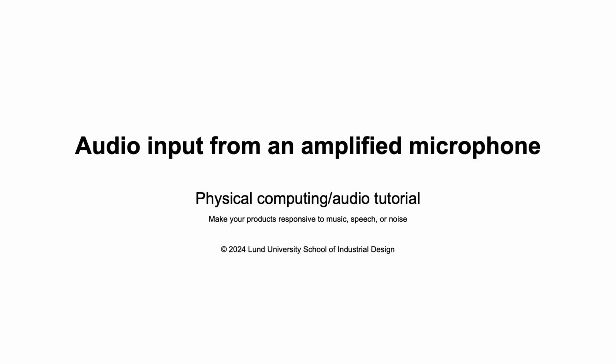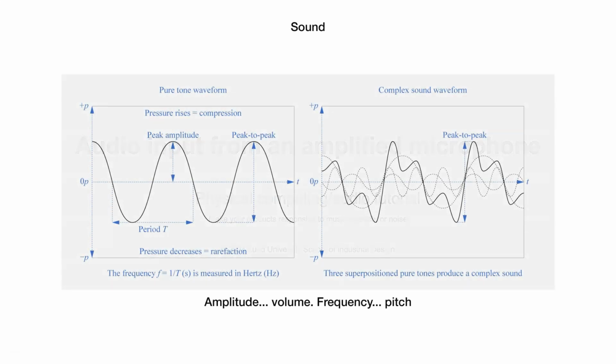But first of all, let's have a look at a bit of theory. Physically, sound is a vibration that travels through a transmissive medium as an acoustic wave. Sound waves are rapid changes of pressure and particle velocity, and music, speech or noise are complex superpositions of sinusoidal sound waves. The amplitude of a sound wave determines its volume, and the frequency determines its pitch. In this tutorial, we are concerned with the amplitude, the volume or loudness.